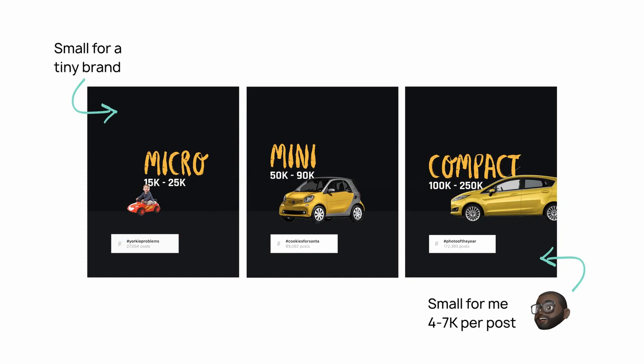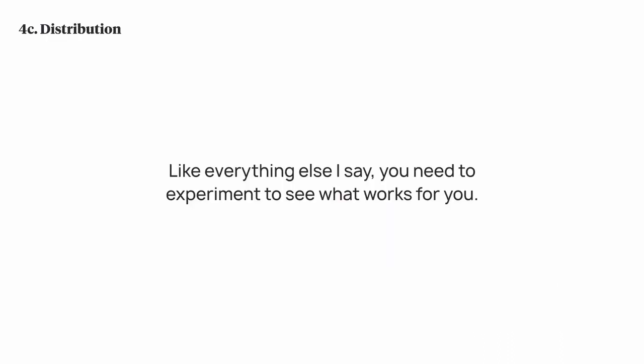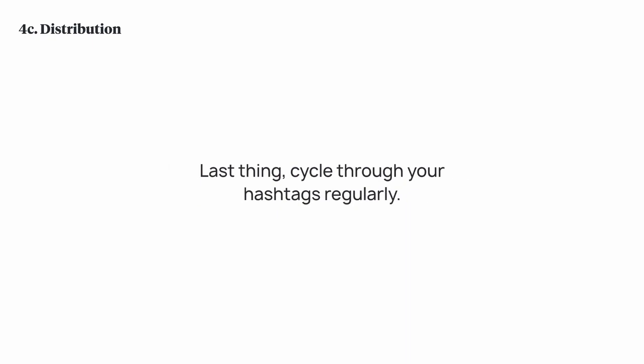So a 15 to 25K hashtag would be small for a tiny brand, right? Or maybe small or medium for a tiny brand, depending on what kind of activity is there. But for me, I get anywhere from 4 to 7K per post. Anyway, I used to. Now I'm only like 2 to 3K. For me, a small will be a 100K post, right? So just being able to understand where you fall in that hierarchy. And this, again, is not something you're going to ace the first time. You just need to experiment and see what works for you, and you can go from there.